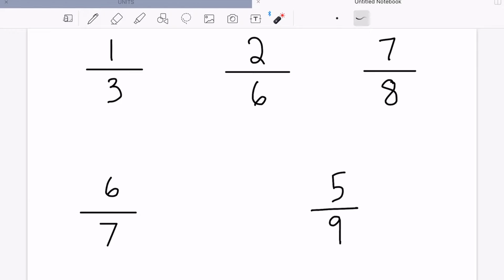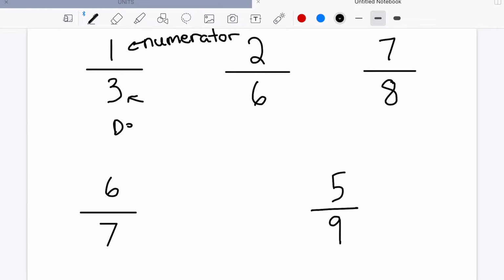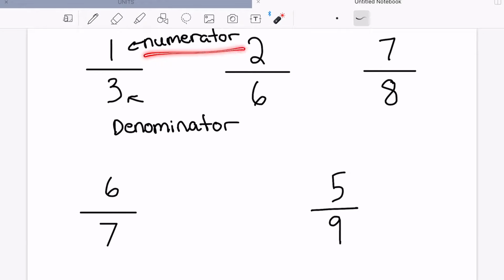Let's review what we learned about fractions yesterday. Do we remember that this top number is called the numerator? The bottom number is called the denominator. Can we say that together? Numerator, denominator. So, we learned the top number is the numerator, the bottom number is the denominator.